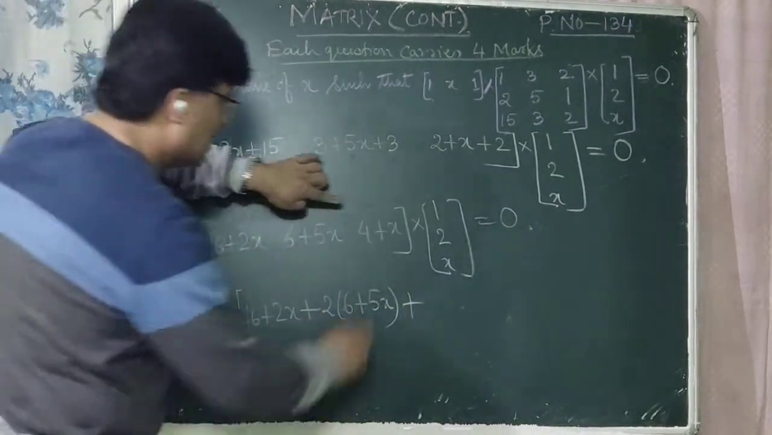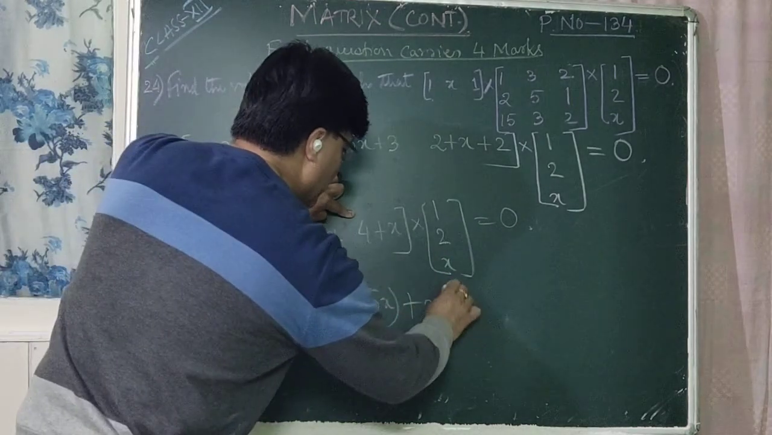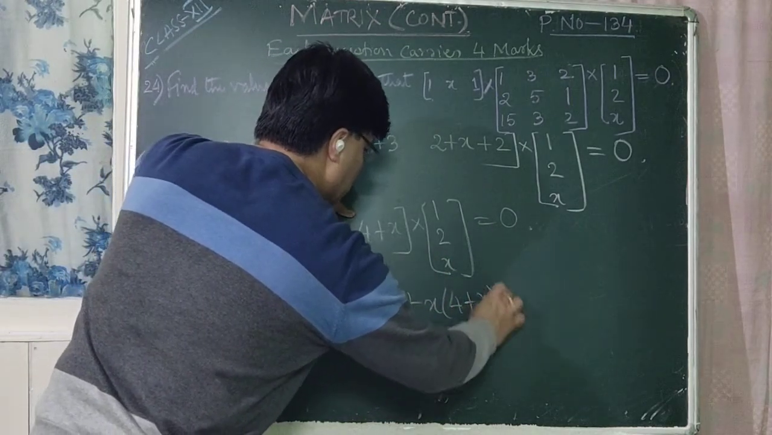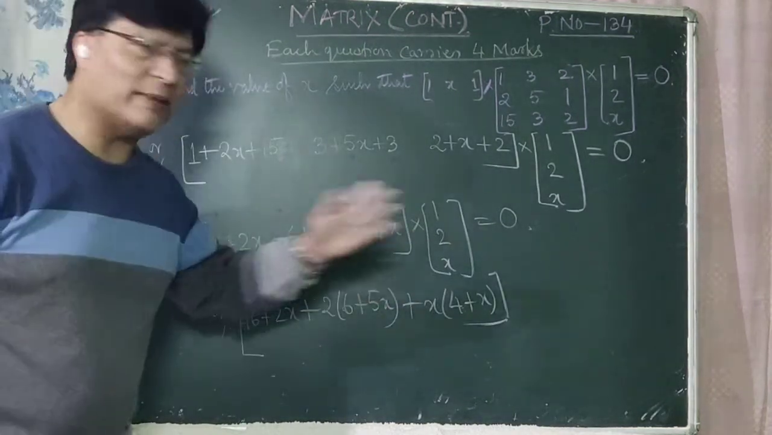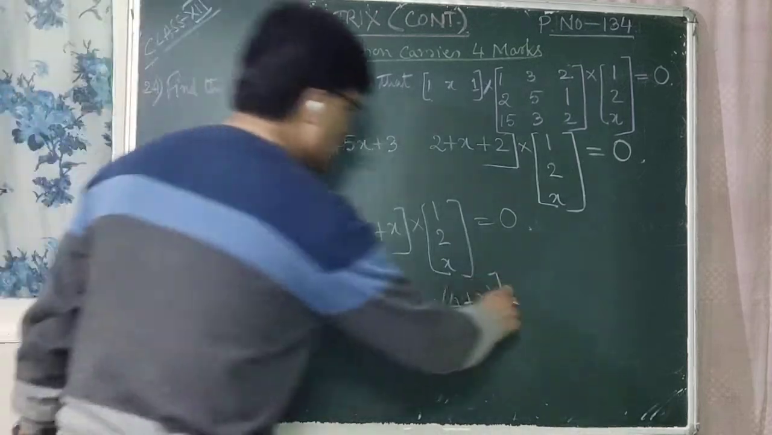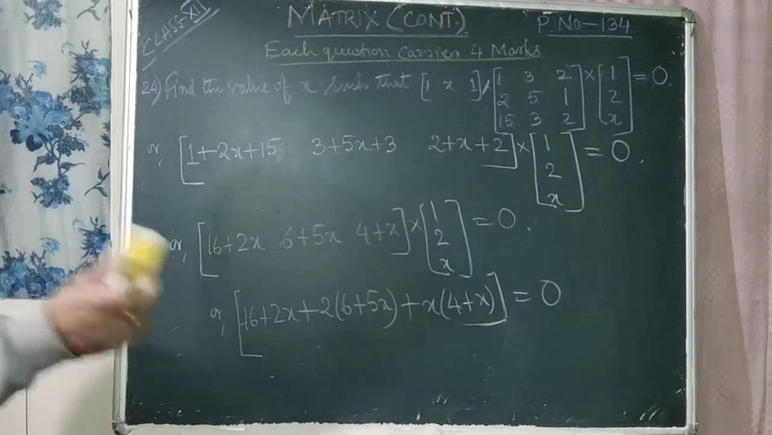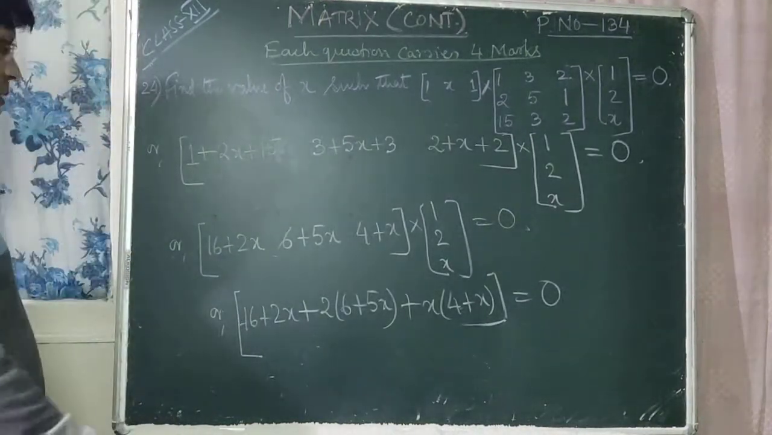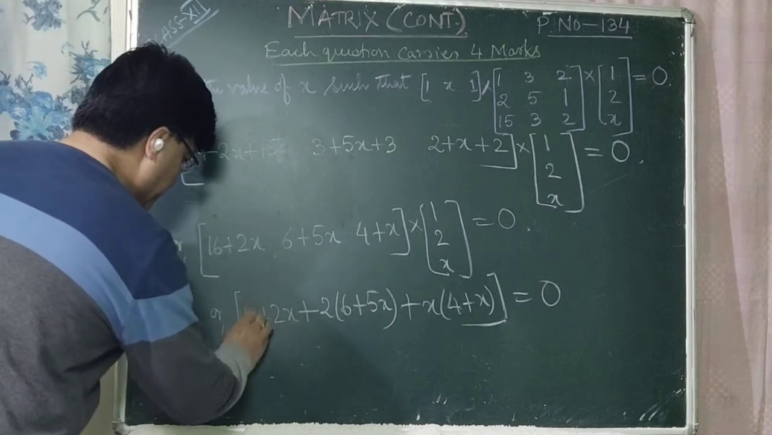plus. Now this third element should be multiplied: x into 4 plus x. Third bracket is closed. So this is the only matrix here. This matrix contains only one element, and this is your null matrix. Okay. So I think you have understood it. So this is only 16, right?